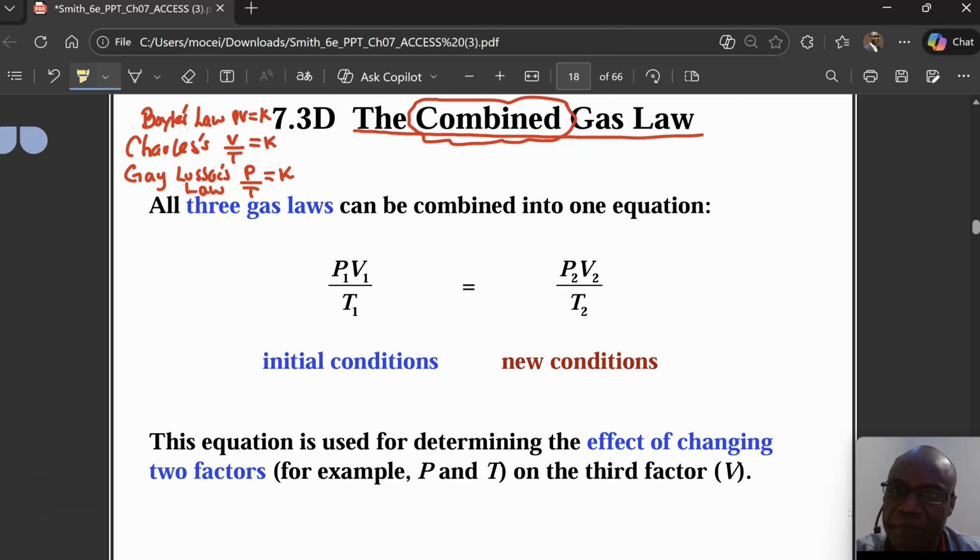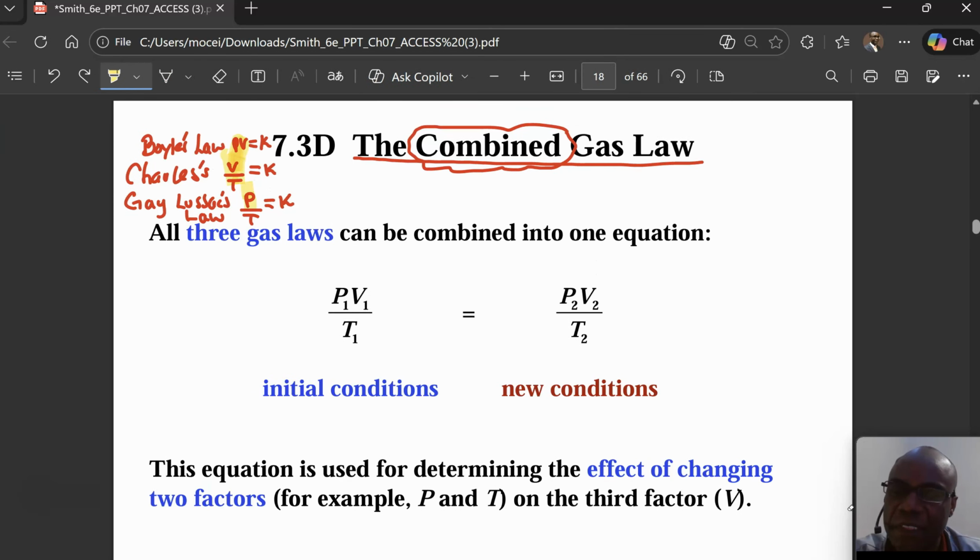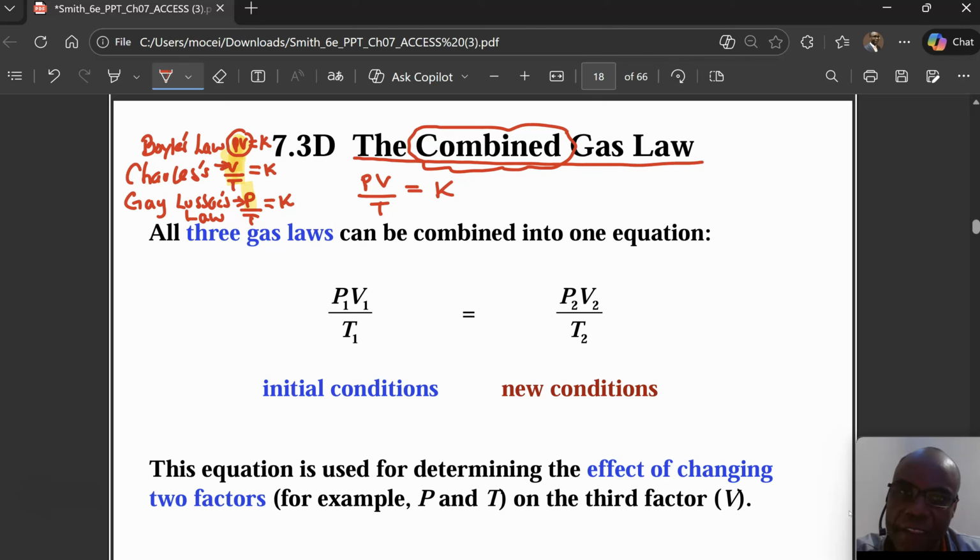Now you see the left side here seems to be always a constant. So we can say PV, which is seen in Boyle's law, the V is seen in Charles's law, and the P is also seen in Gay-Lussac's law. So PV on top, with T as the denominator, is going to be equal to a constant K.